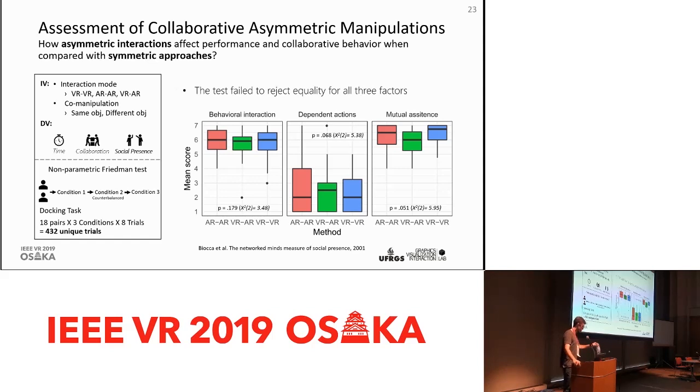And for social presence, the test failed to reject equality for all the three factors of social presence evaluated. In this evaluation, we used the standard questionnaire, the networked minds of social presence, that assesses different social presence dimensions. The takeaway here is that in all conditions, independently of the interaction mode experienced, users can be aware of each other and of the environment. They can rely on each other to accomplish the tasks, but are not tied or strictly dependent on each other's actions.